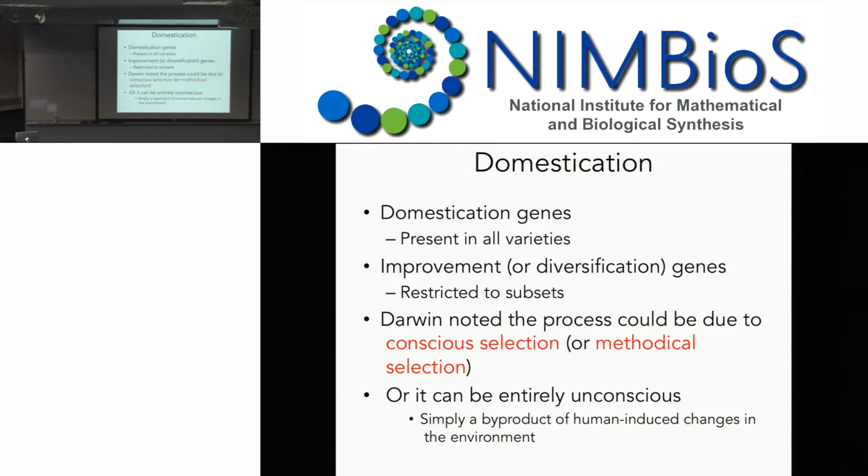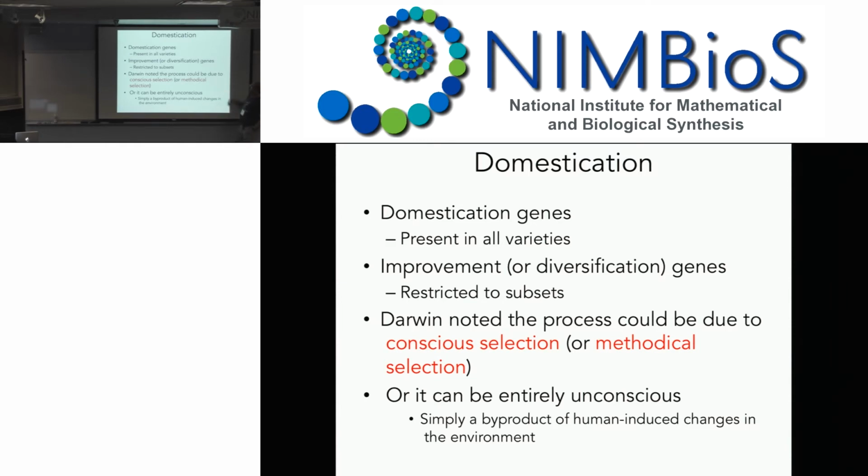When we talk about domestication, we want to distinguish between domestication genes, those are genes involved in going from the progenitor to the original line. Those variants should be found over all land races. Improvement genes may be more land race or group specific.